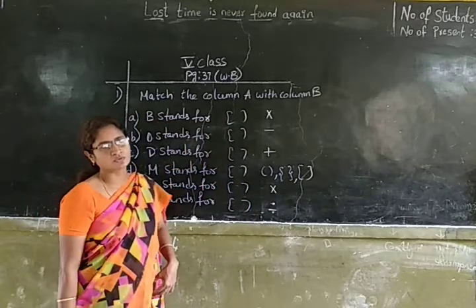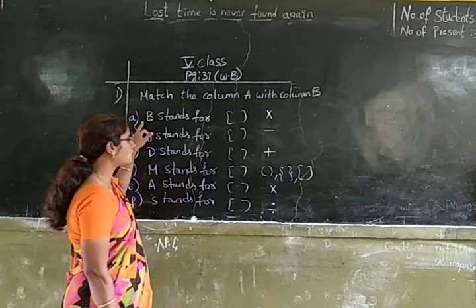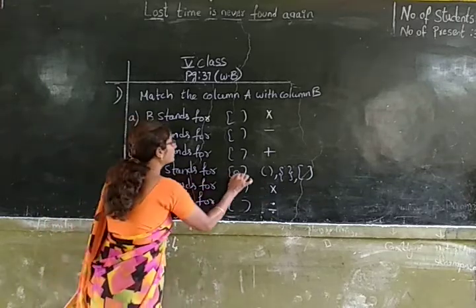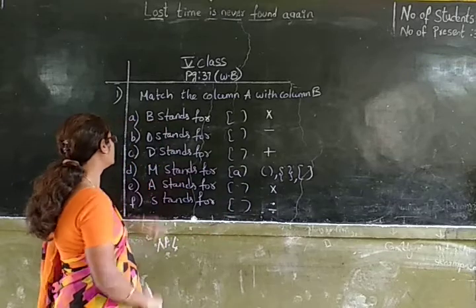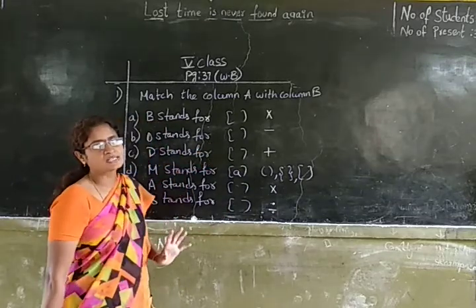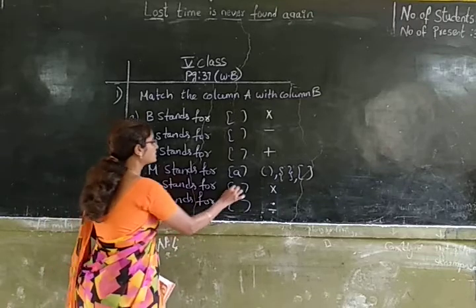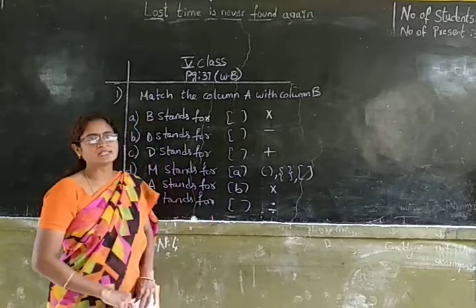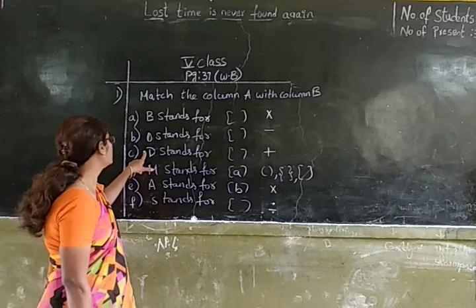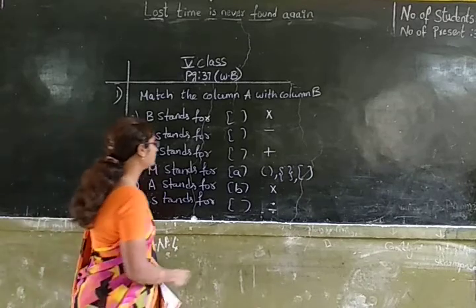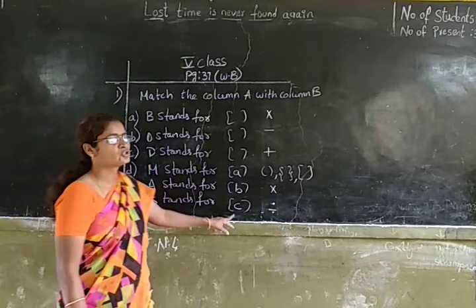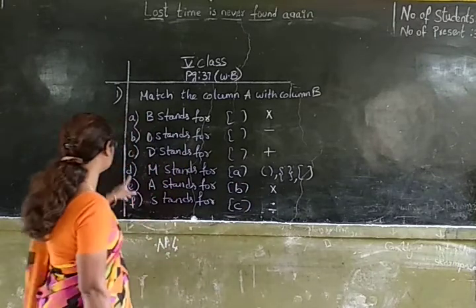According to the Bodmas rule, B stands for what? B stands for brackets. So you have to put A here. O stands for off. Off means multiplication. Okay. D stands for what? D stands for division. So you have to put C here.